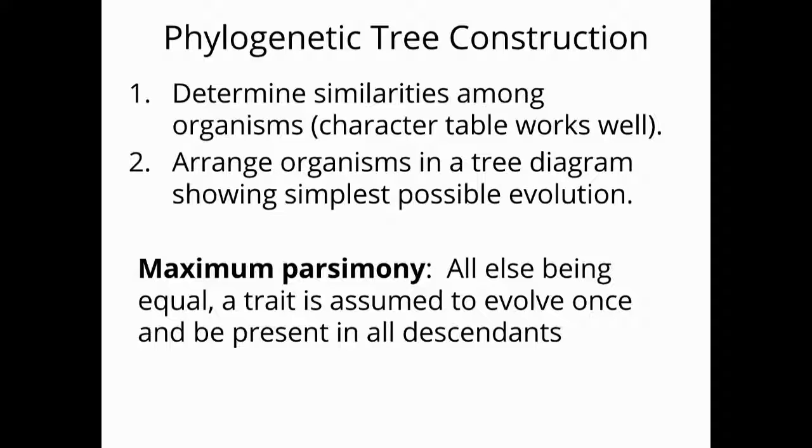So the construction is first you determine similarities, and something called a character table works well. And then you arrange those organisms in a tree diagram, and you do that by showing the simplest possible evolution. There's this term called maximum parsimony, and what it says is that all else being equal, a trait is assumed to evolve once. So it will pop up once, and then it will be present in all descendants after that.